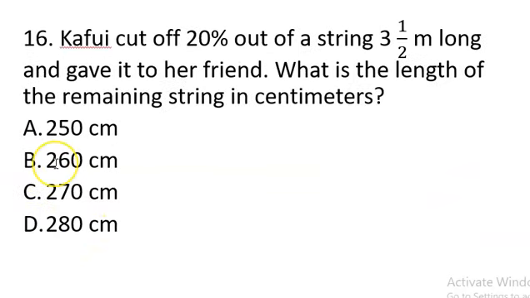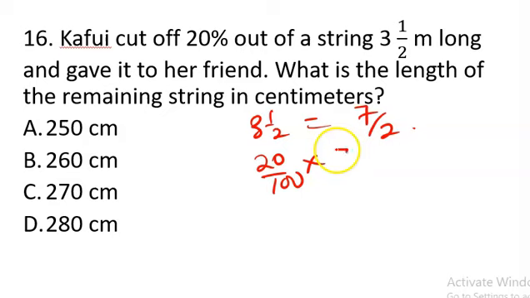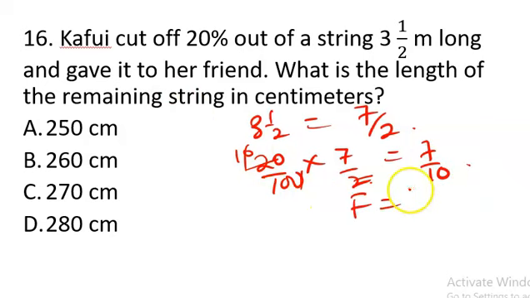That is A. Kafui cut off 20% out of a string and gave it to a friend. So let's find 20%. 3.5 is the same as 7 out of 2. So let's find 20% of 7 out of 2. This will go here 10, so you have 7 out of 10, and that is the friend. The friend will get 7 out of 10 meters.